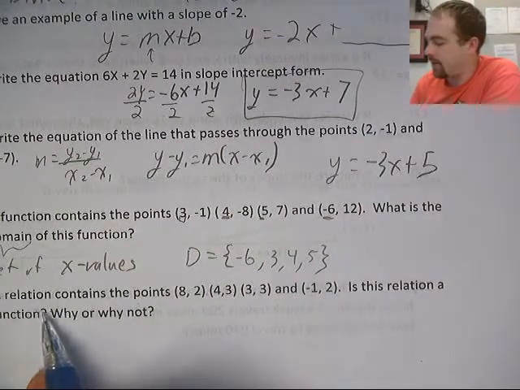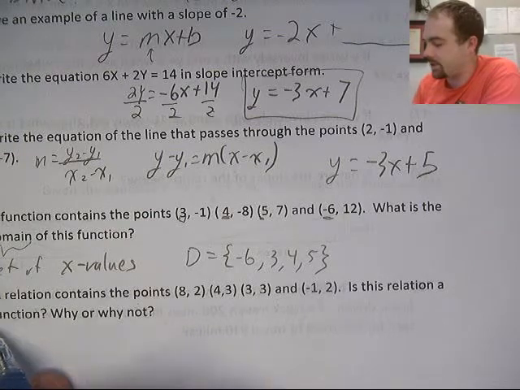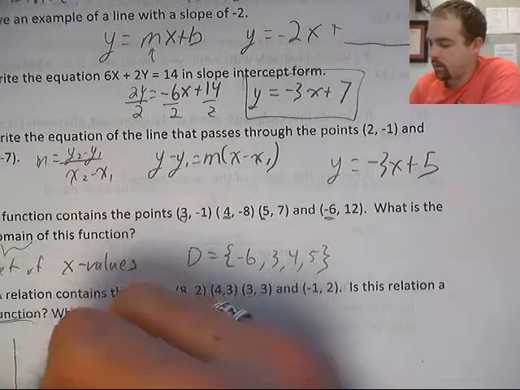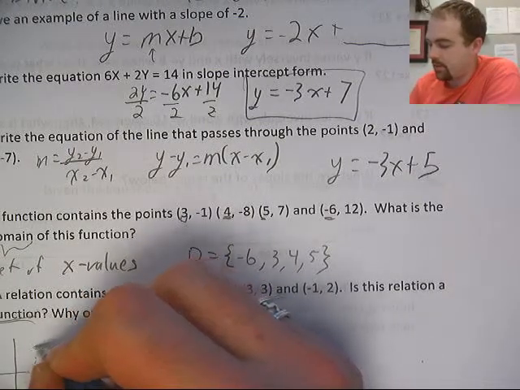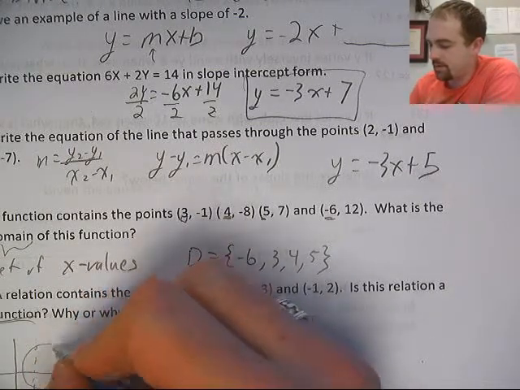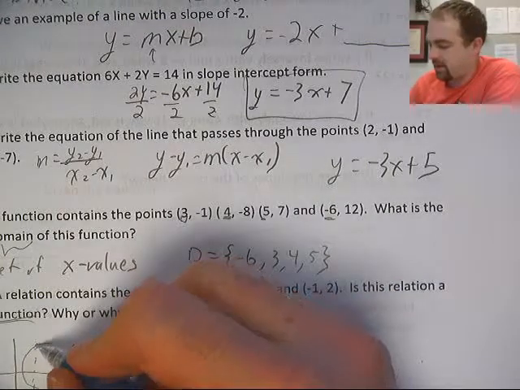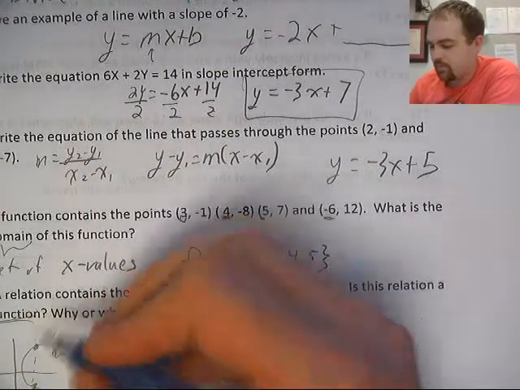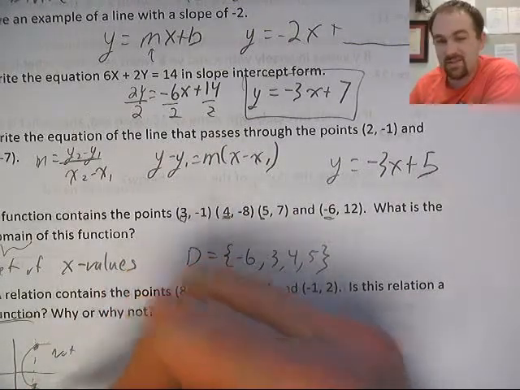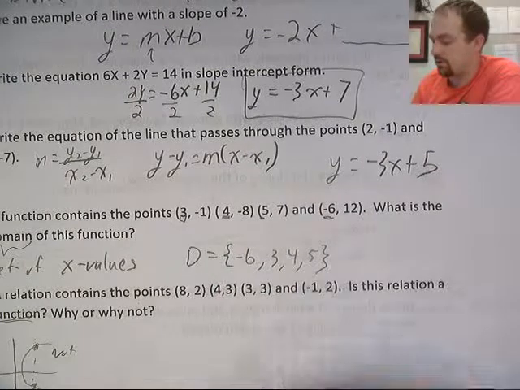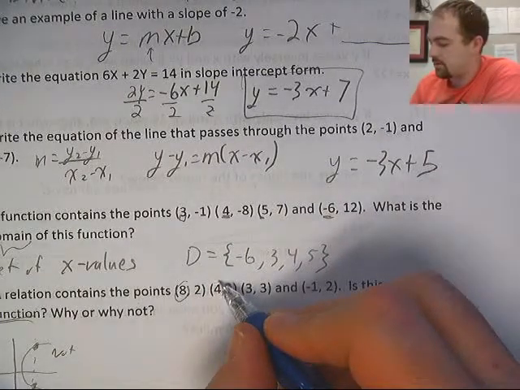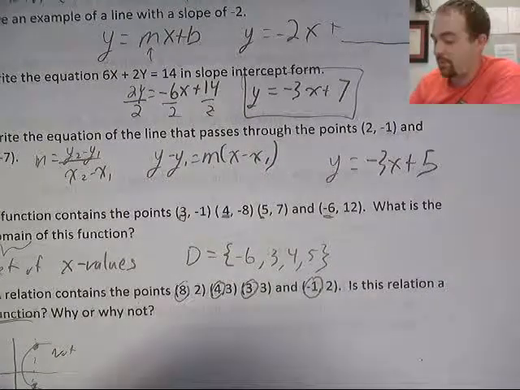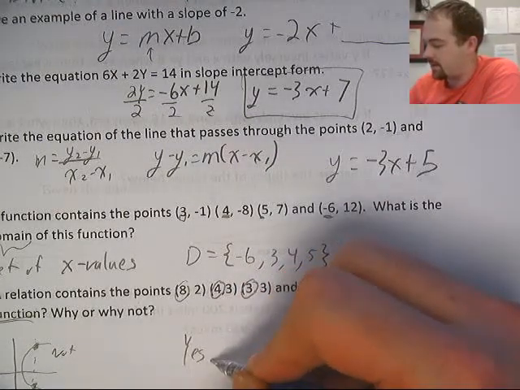Now, number 9, a relation contains those points. Is this relation a function? Remember, we had several different tests for functions. The most important we did was that vertical line test. If it crosses twice, then this one is not a function. Well, think about what would happen here. These two would have repeated x values. So if we ever get two different points that have the same x value, then it is not a function. So get our x values: 8, 4, 3, and -1. There are no repeats, so that means that yes, this is a function.